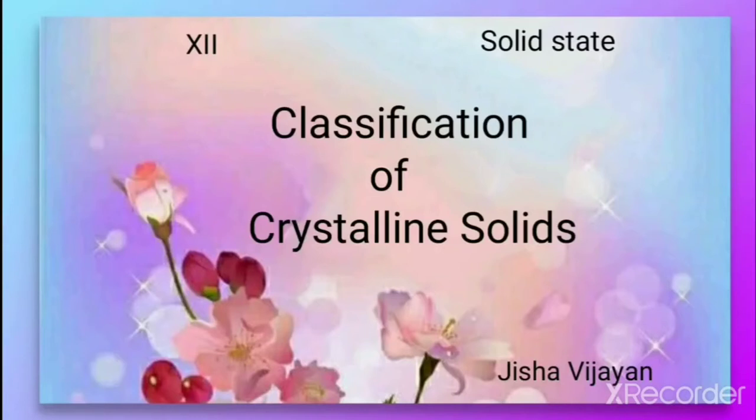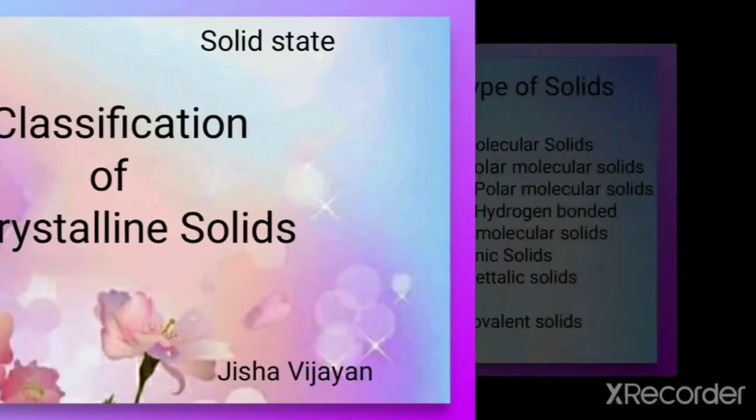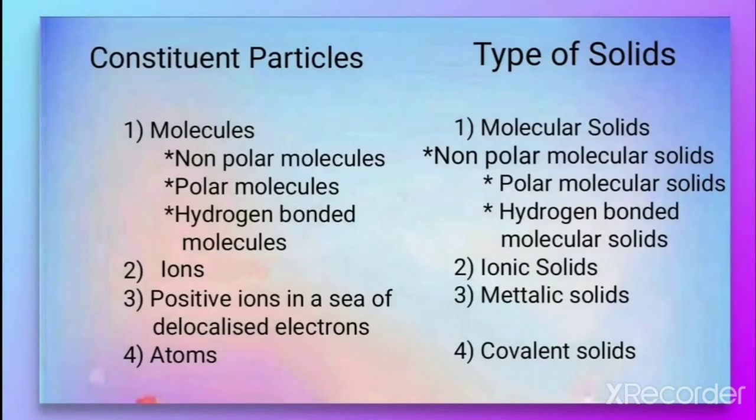Hello students. In the previous video, we discussed the two types of solids, that is crystalline and amorphous. In this video, we are going to discuss the classification of crystalline solids. On the basis of constituent particles, the crystalline solids are further classified.